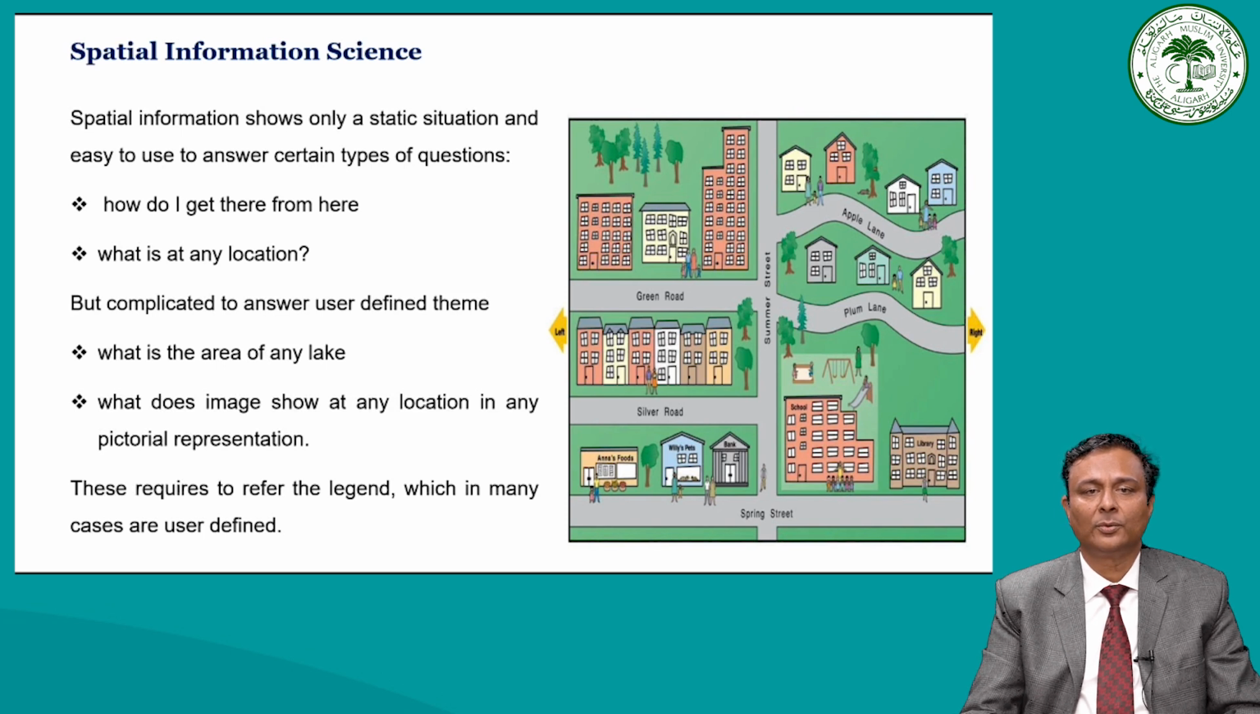Spatial information shows only a static situation and is easy to use to answer certain types of questions, like how do I get there from here, or what is at any location. But it is a difficult or complicated answer to other types of questions, like what is the area of any lake, or what does the image show at any location in any pictorial representation. Now in both these queries, it requires referring to the legend or to the scale, which in many cases are user defined. So learning the interpretation is equally important as representing them.